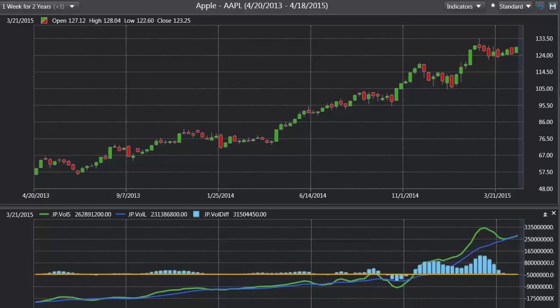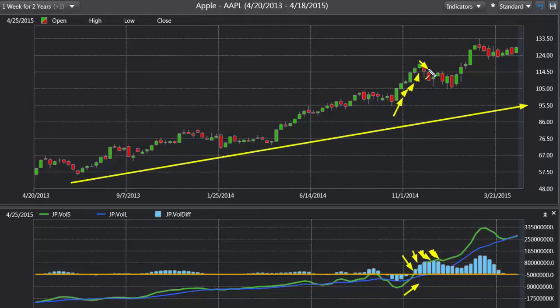Number two, we also have that zero line indicator, which will help to determine the moving average crossover. So it's easier to spot that positive volume is in the market and we have money flow or participation in the market.